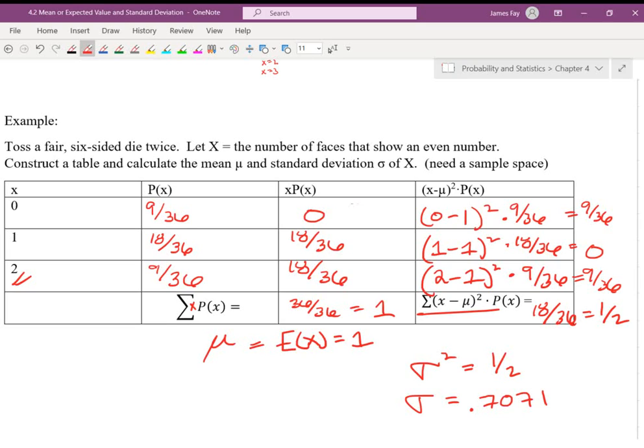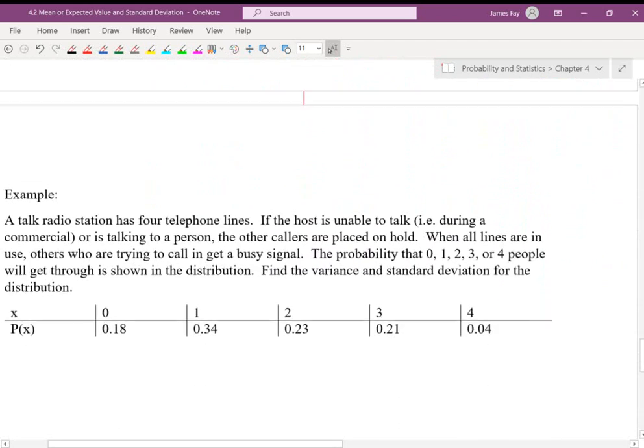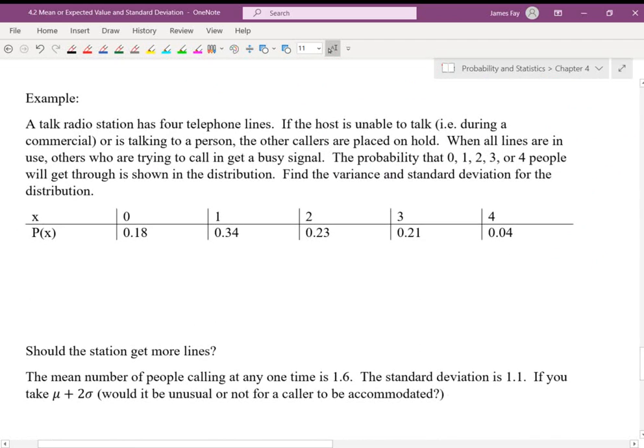So again, later on, when we start to see more appropriate application type problems, on Tuesday we'll do this question. It says a talk radio station has 4 telephone lines. It says if the host is unable to talk during a commercial or is talking to a person, the other callers are placed on hold. When all lines are in use, others who are trying to call in get a busy signal. So the probability that 0, 1, 2, 3, or 4 people will get through is shown in the distribution. Find the variance and standard deviation of the distribution.